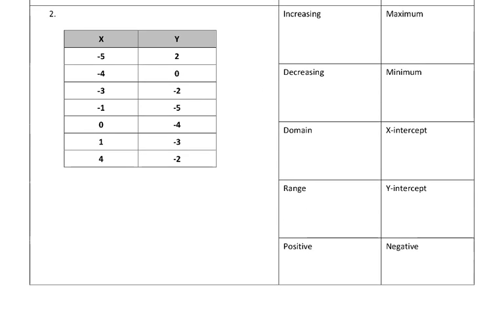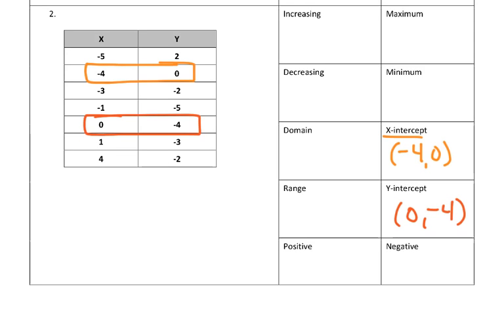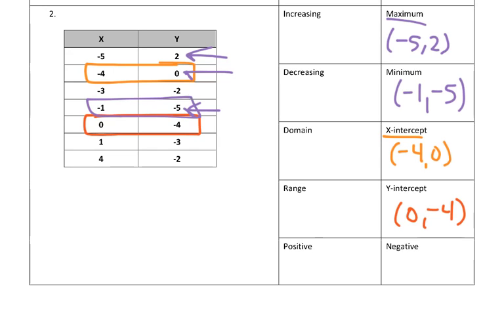Now if we're doing a table, that x-intercept is where the y value is 0, so my x-intercept would be here at -4, 0. My y-intercept is where the x value is 0, so it would be 0, -4. In this case, they end up being pretty similar. The maximum is our highest point, so I look at all my values. My highest y value is actually 2, not 0. So my maximum would be -5, 2. My minimum, that lowest point, would be -5. So -1, -5 would be my minimum. Okay?